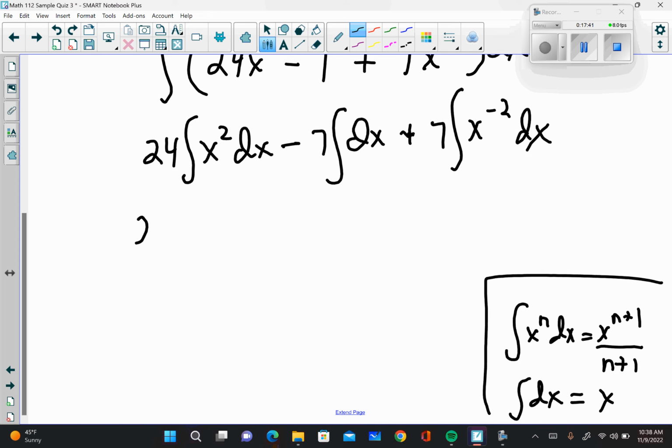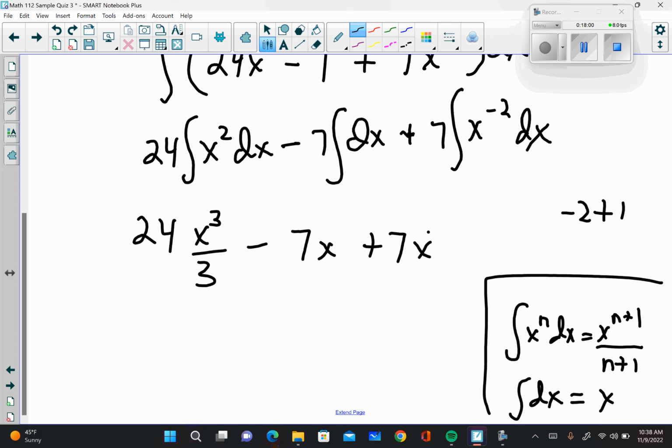So you copy the 24. The integral of x to the 2 is x to the 3 over 3. Copy the minus, copy the 7. The integral of dx is just x. Copy the plus, copy that 7. The integral of x to a number is x to this number plus 1, -2 plus 1, which is -1, over that same exponent is also the denominator, just like these 3's. Plus c is part of the answer.